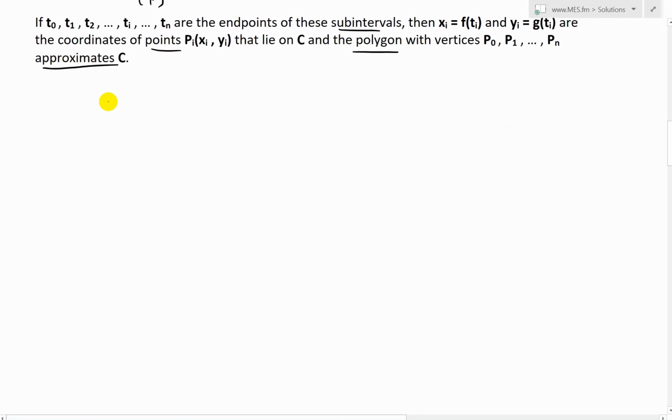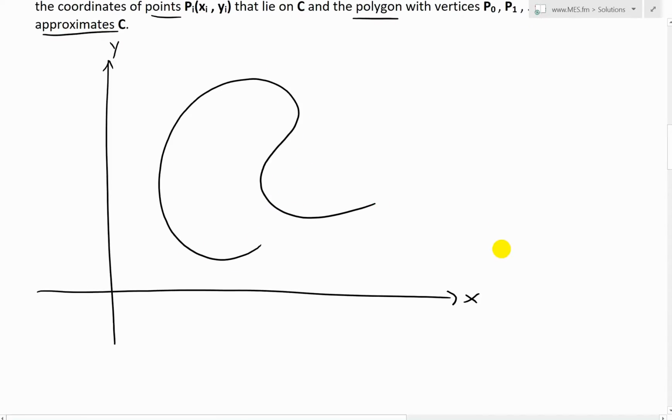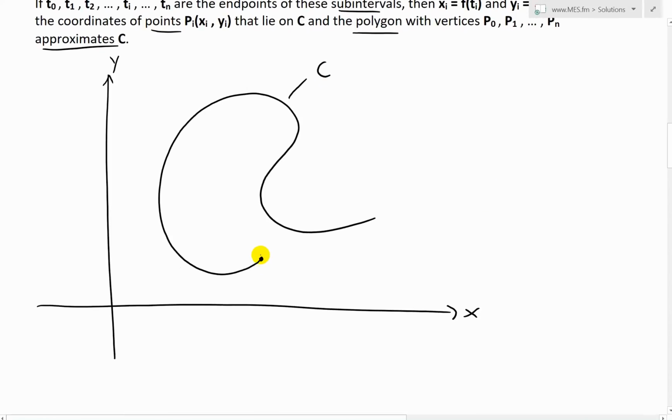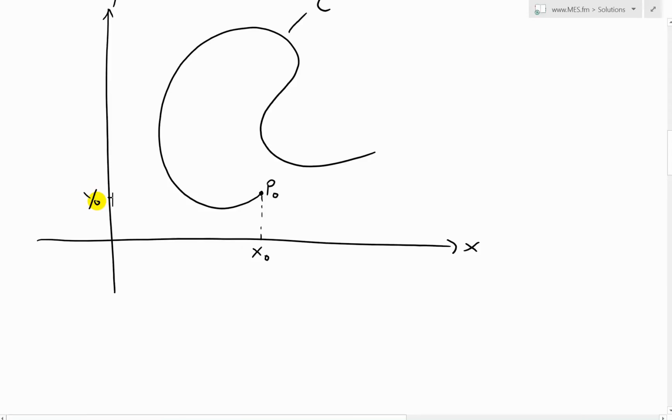Now let's just draw an x, y coordinate system, and let's say the curve looks something like this. It doesn't need to follow the one-to-one formula, so we could even have a spiral like that, etc. So we just have a random curve like this. We'll call this curve C, and let's say we start off at this coordinate here. This is p0, and this is x0, and this is y0.